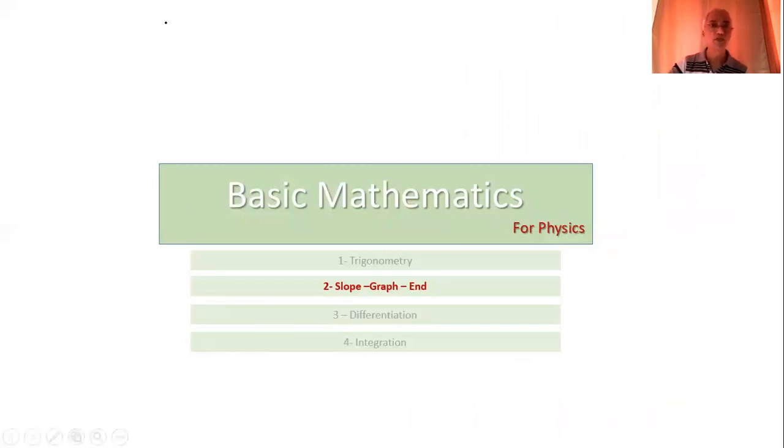So this brings us to the end of the topic of slope and graph. The next session would be on differentiation, and differentiation is based on an understanding of slope and graph. If we understand slope and graph well, then only we are ready for learning differentiation. So I'll stop here and we continue with differentiation in the next session.